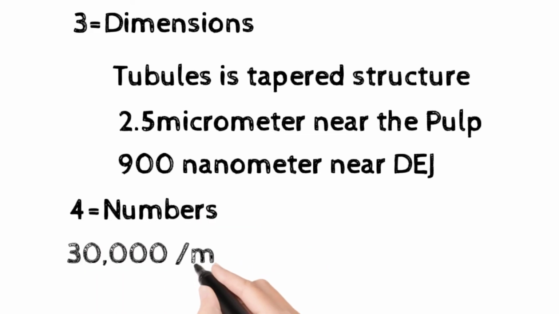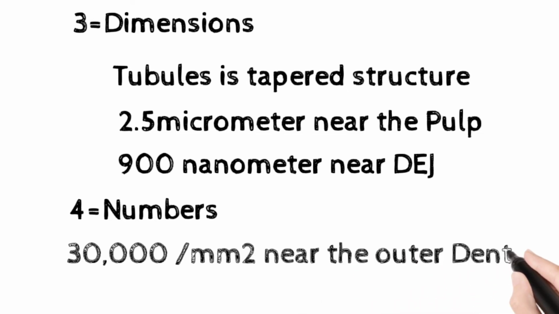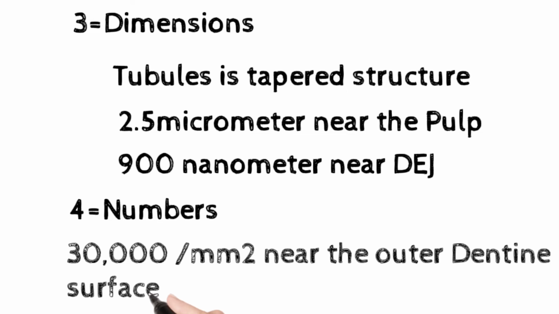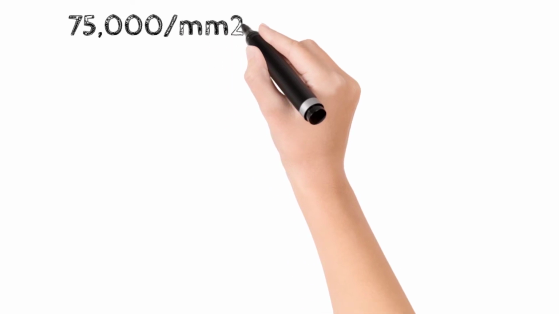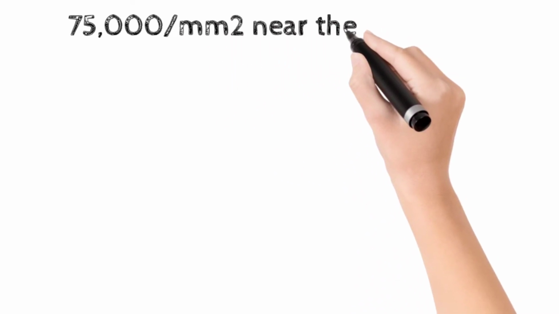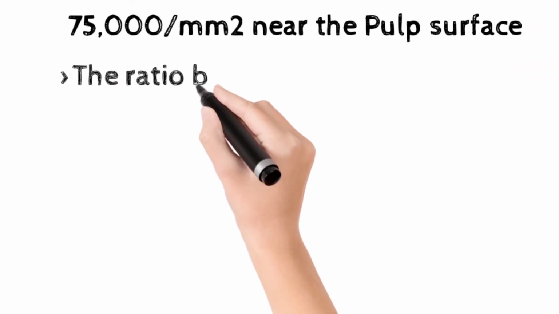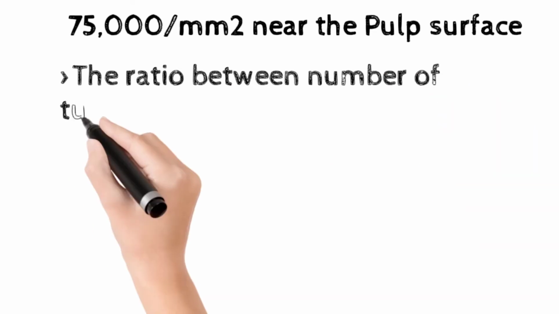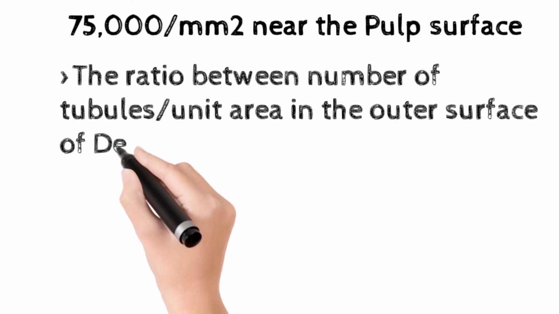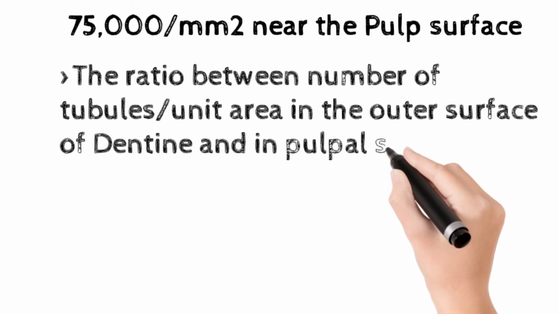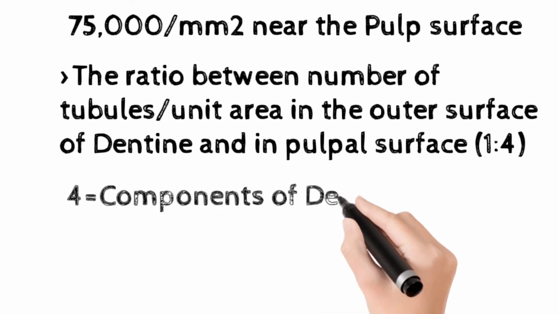After dimension come to the numbers. There are 30,000 dentinal tubules per mm square near the outer dentin surface, and there are 75,000 dentinal tubules per mm square near the pulp surface. Now the ratio between number of tubules per unit area in the outer surface of dentin and inner pulpal surface is 1:4. Mean there are more dentinal tubules in the pulpal surface.